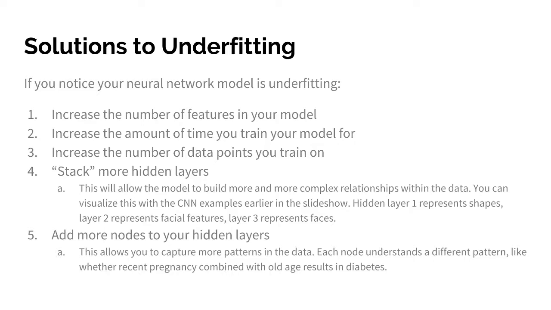Also, we can add more nodes to each hidden layer. This allows us to capture more patterns in the data, because each node understands roughly a different pattern. For example, in an example I used earlier, a node could represent whether recent pregnancy combined with old age results in diabetes, or something like that. And so it's important to have enough, and sometimes adding more nodes can improve your model.